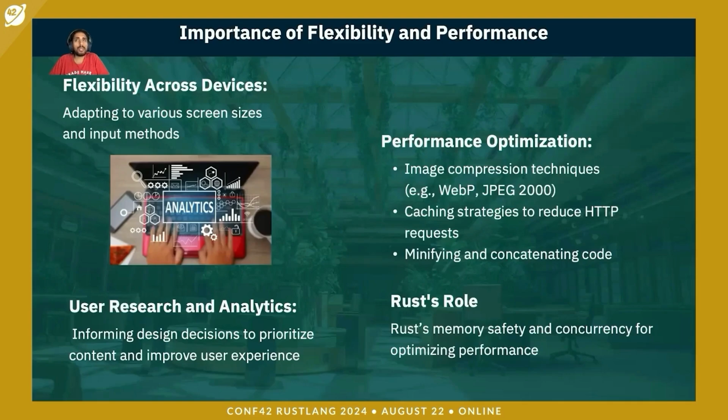Performance optimization. Performance is crucial for user experience, particularly on mobile devices where network conditions may vary. Techniques like image compression, using formats like WebP or JPEG 2000, caching strategies, and code minification can all help improve load times and reduce the strain on the user's device.